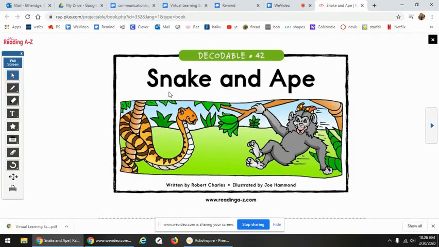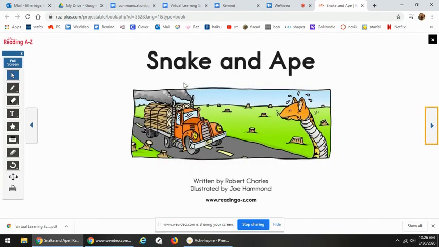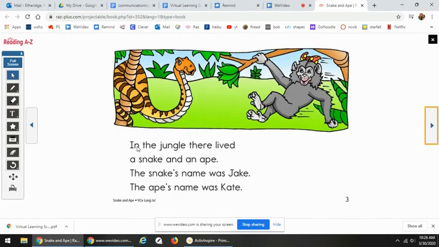Okay, snake and ape. In the jungle there lived a snake and an ape. The snake's name was Jake. The ape's name was Kate. You can see lots of those vowel consonant E words like snake and ape, Jake, name, ape, and Kate. Lots of those words. I want you to listen for the A as we read.